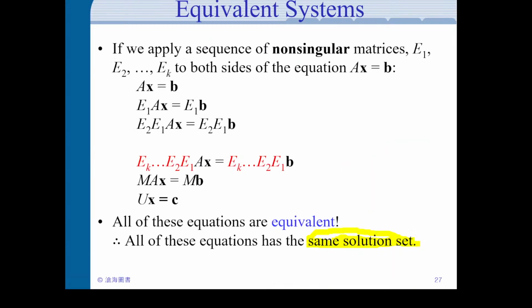Okay, and we can do this many times. If you apply a sequence of non-singular matrices E1, E2, up to EK on AX equal to B, giving E1, E2 to EK A X equal to E1, E2 to EK B, then the solution to this will be the same as the solution to AX equal to B. All the systems will be equivalent. They have the same solution set.